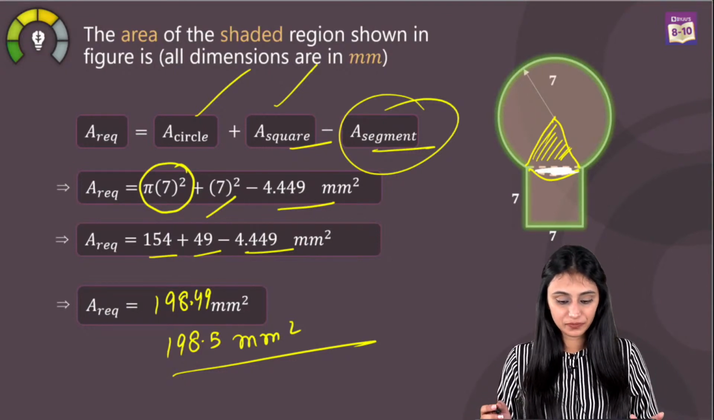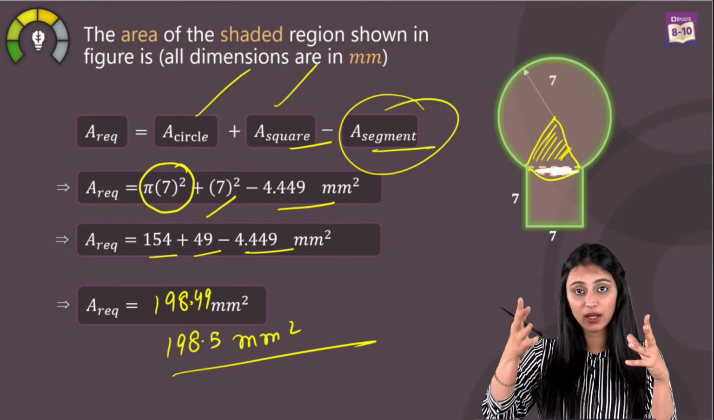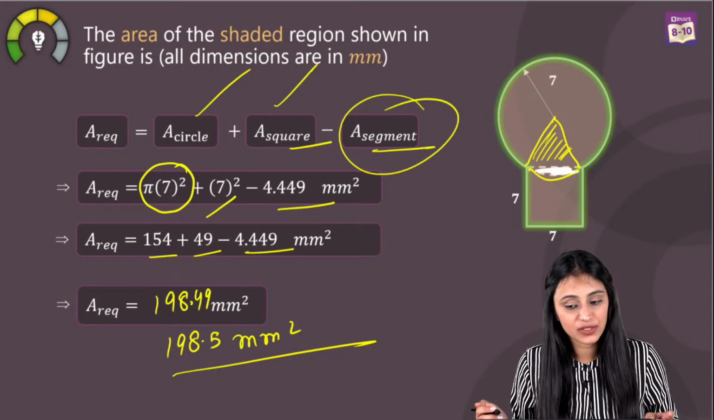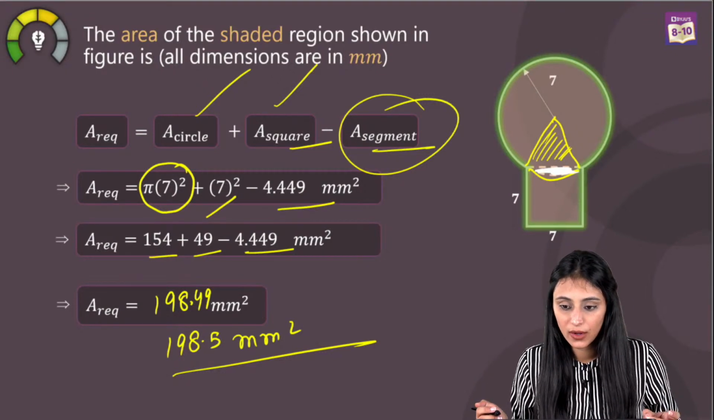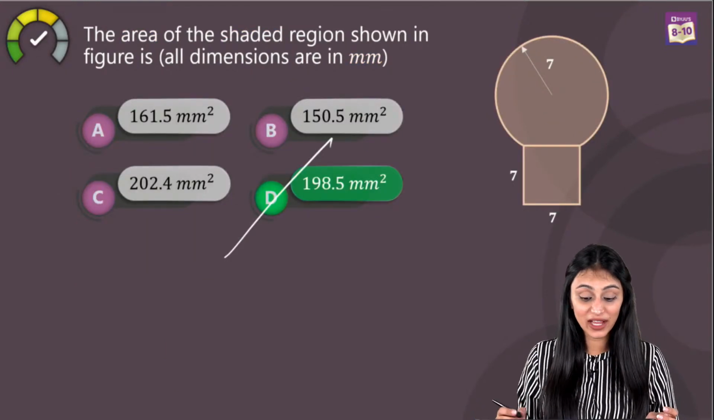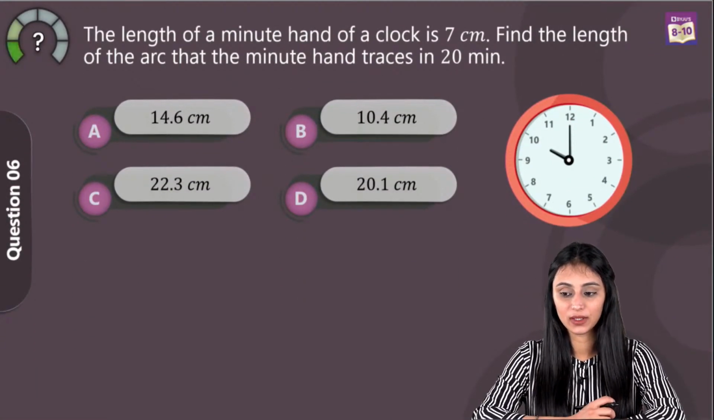Yes, Prasun. I hope you understood this now, right? From circle's area, square area, right? When we are adding them up, we are subtracting the area of segment. All right. Okay. So this is the answer. That means option D, 198.5 millimeter square is the right answer for this. Now let's move to the next one.